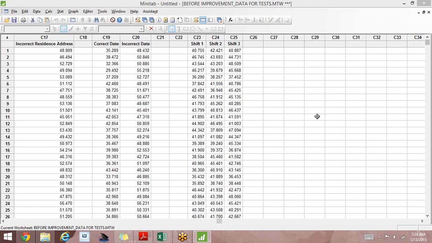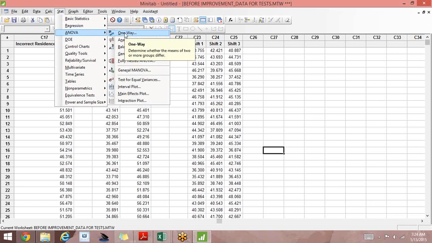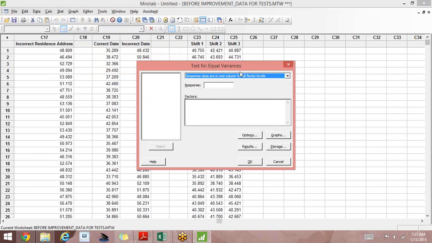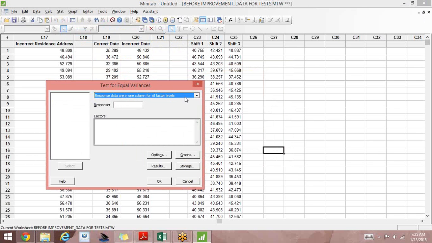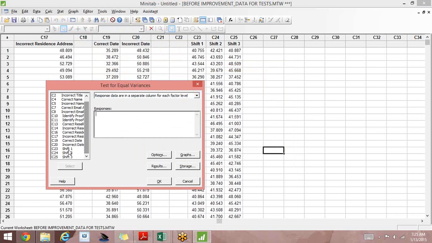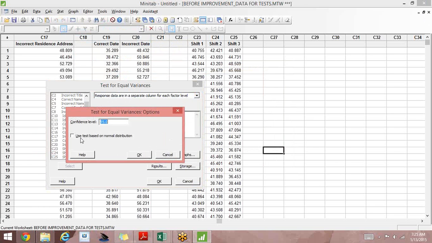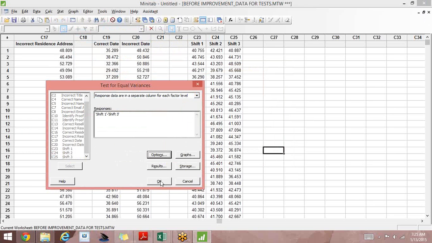So now we have to do the equal variances test. All we need to do is go to Stat, go to ANOVA, Test for Equal Variances. Response data are in one column for all the factors? No, response data are in separate columns for each factor level. This is the right one. So let us select shift 1 till shift 3. Let me see whether any options have to be selected. Use test based on normal distribution. Yes, we have already proven that the data follows normal distribution, hence we are just selecting that option. That's it, nothing else. So let us click on OK and OK.